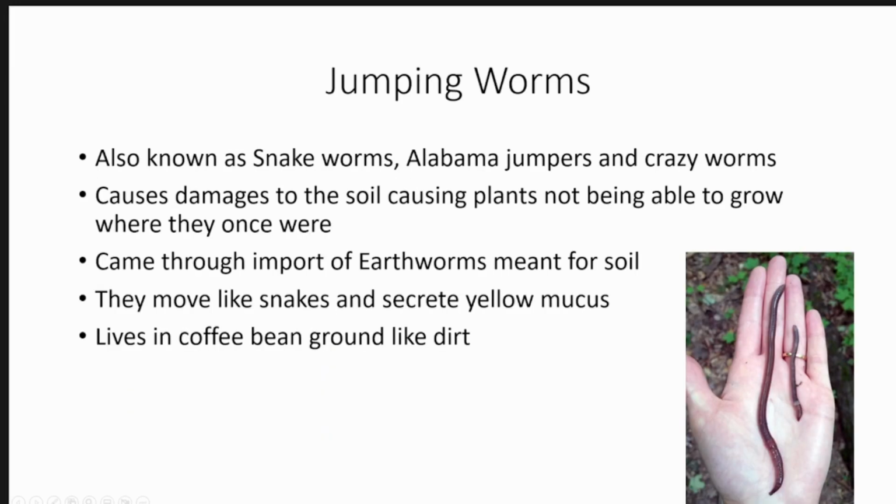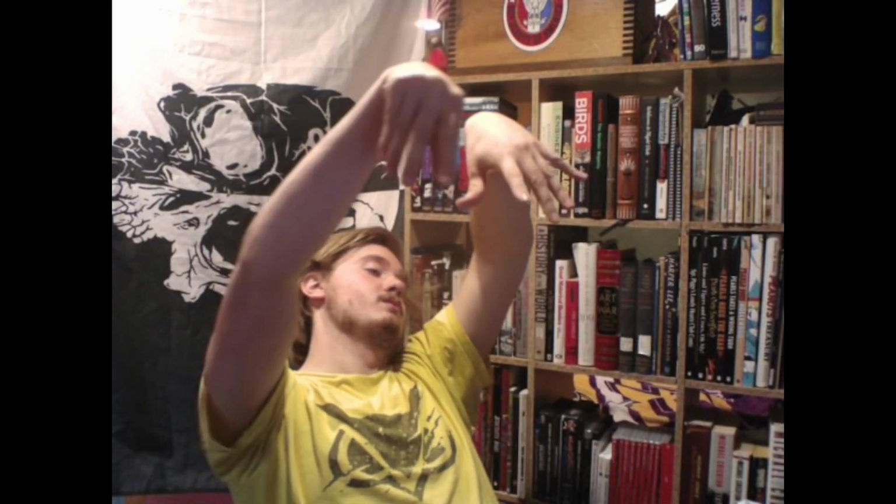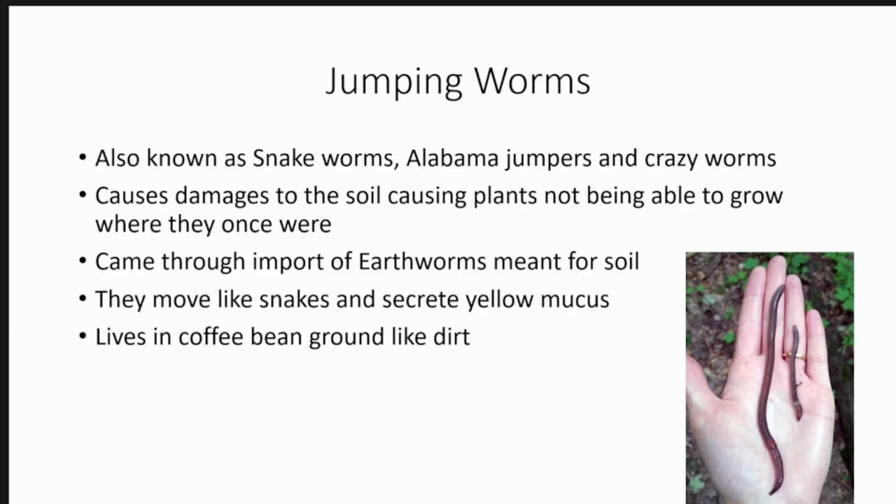Jumping worms, the new kids on the block. You might know them as snake worms, Alabama jumpers, and crazy worms, because this is what they sometimes label them as fishing bait. Now, how these guys are spread is people dump their bait because they're like, oh, they're just earthworms. Don't dump your bait. And they move like snakes and secrete yellow mucus, which makes them more identifiable against common earthworms. So if you see a worm secreting yellow mucus, actually my shirt's yellow, that's a jumping worm.